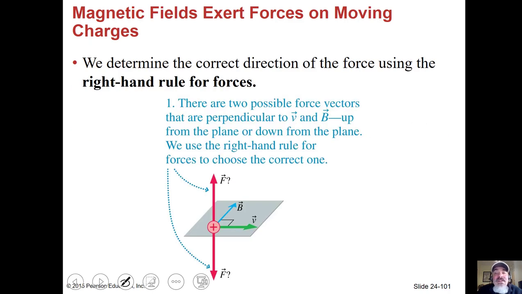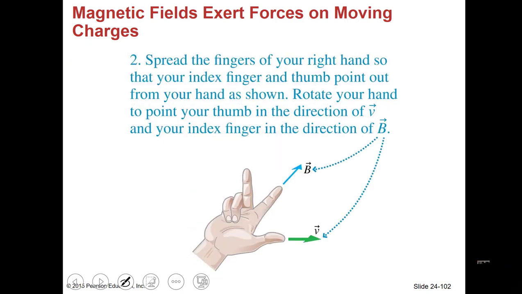We determine the correct direction of the force by using the second right-hand rule. So if there's a positive charge, this would be the direction of the force. And we'll see how we figure that out in just a minute. Now, if this charge was negative, the force would be downward, but it's up because it's a positive charge. Let's see why that is.